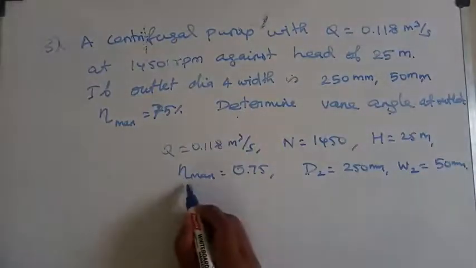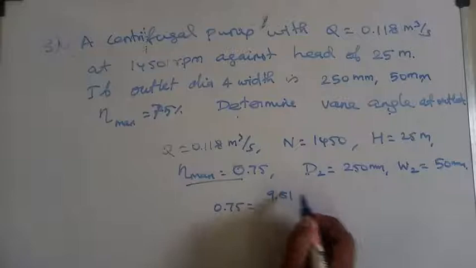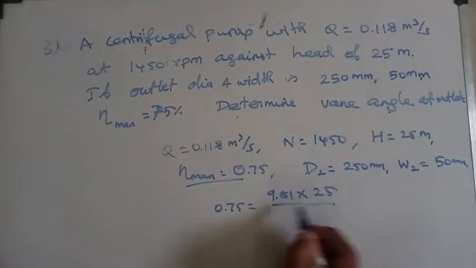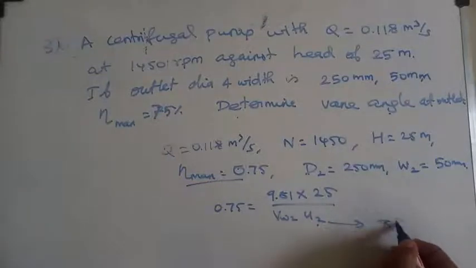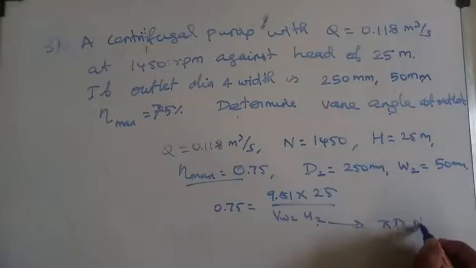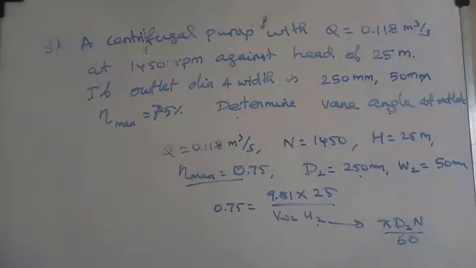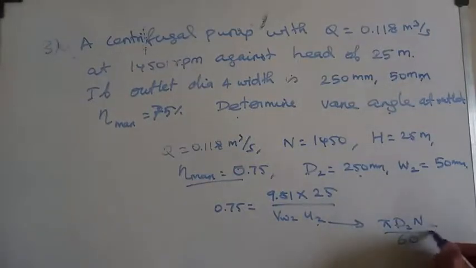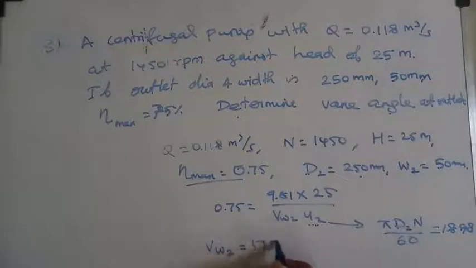Before going to this, I know the manometric efficiency formula. 0.75 is equal to 9.81 times the H value, which is 25, divided by VW2 U2. I can calculate U2 by using pi d2 n by 60. If I substitute d2 as 0.25 meter and n as 1450, I will get U2 as 18.98. If I substitute this U2 here, I will get VW2 equal to 17.23 meter per second. If I get VW2, then the remaining things are very simple.